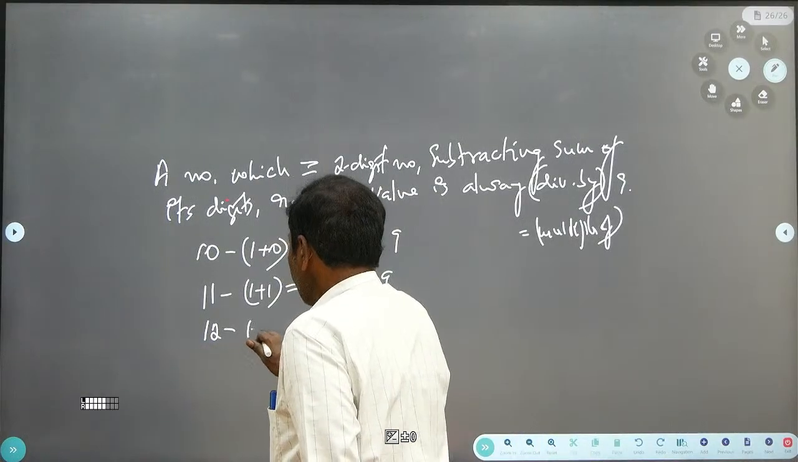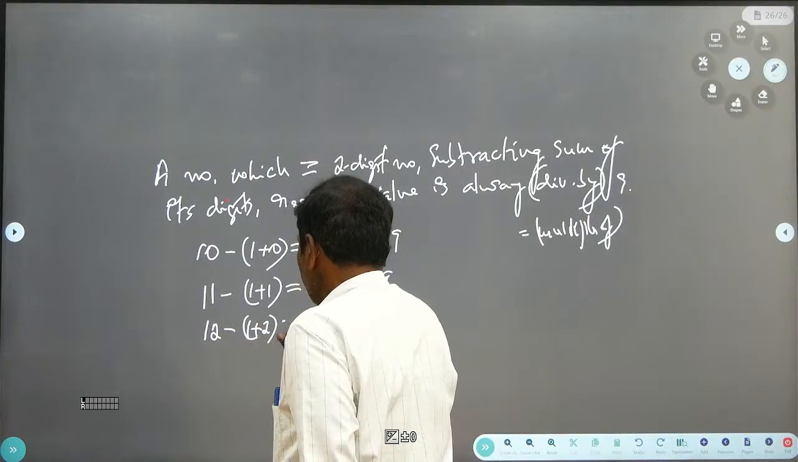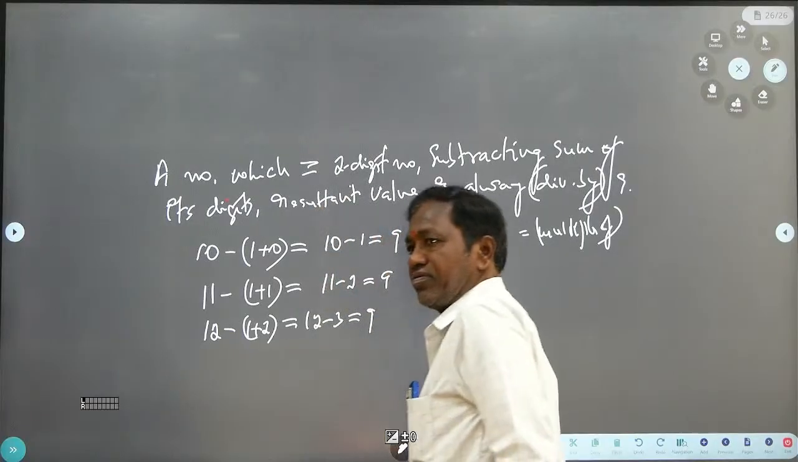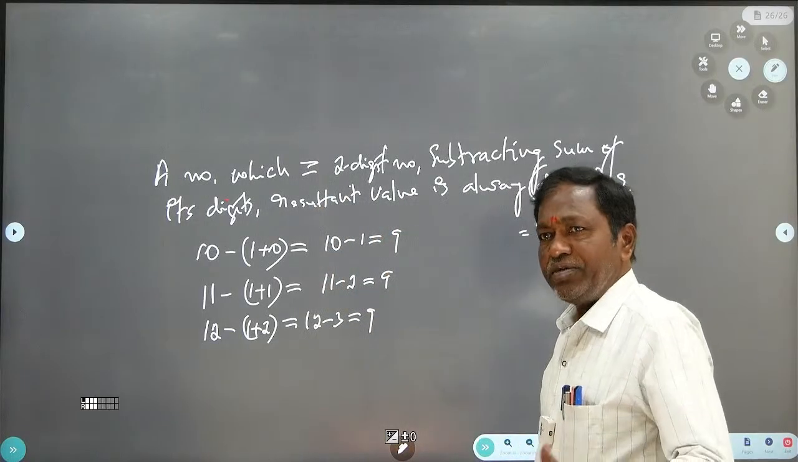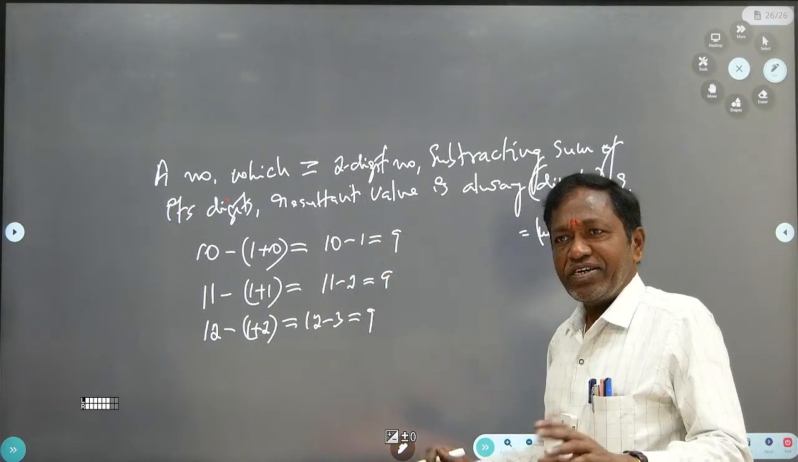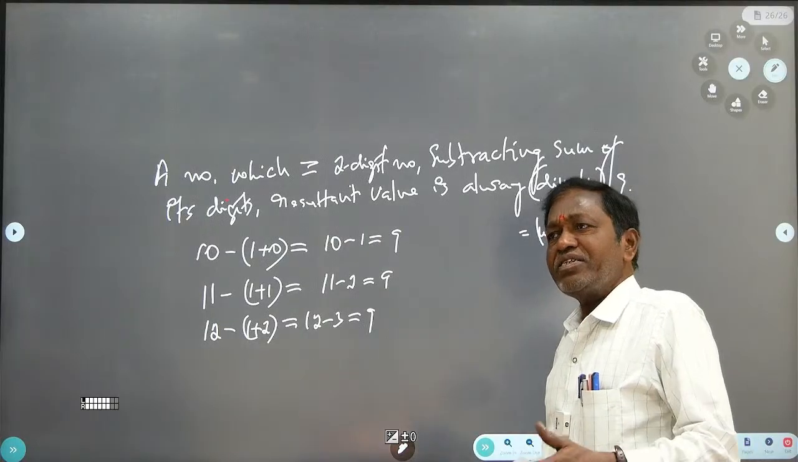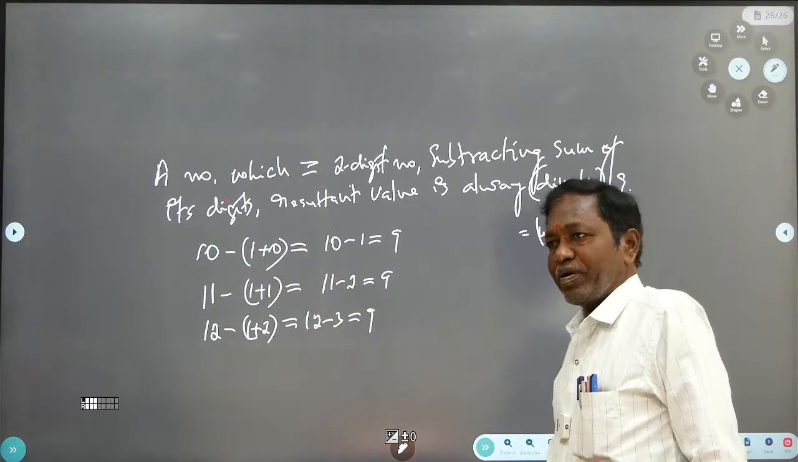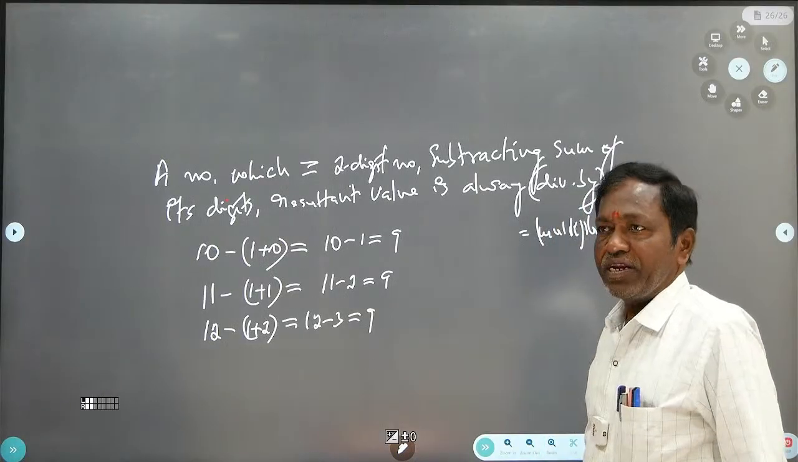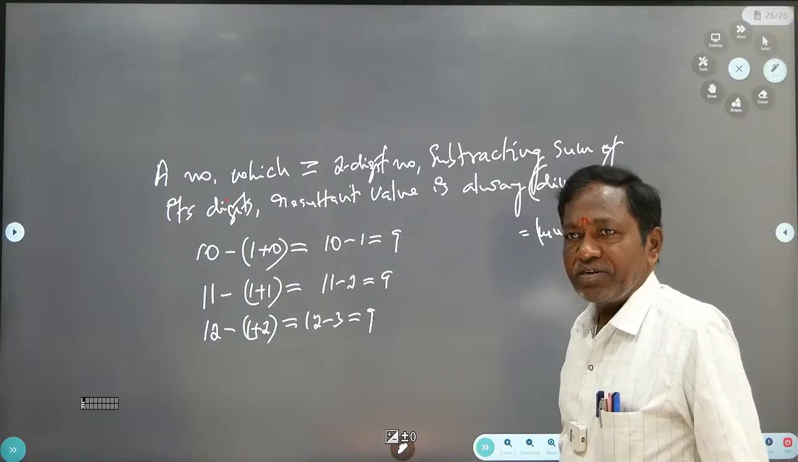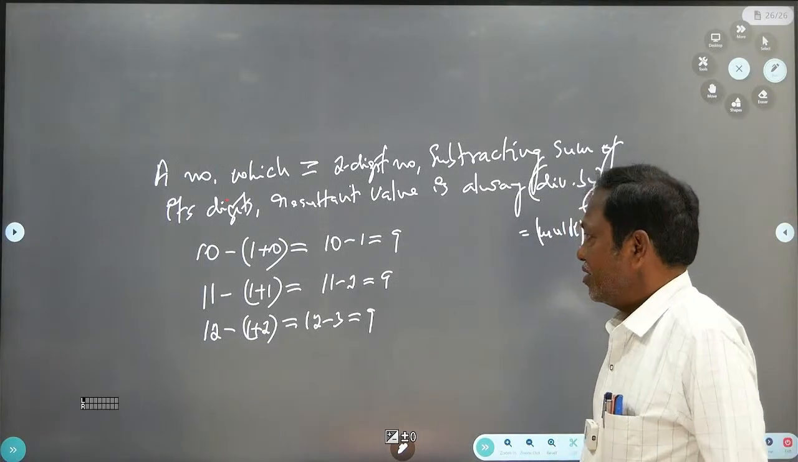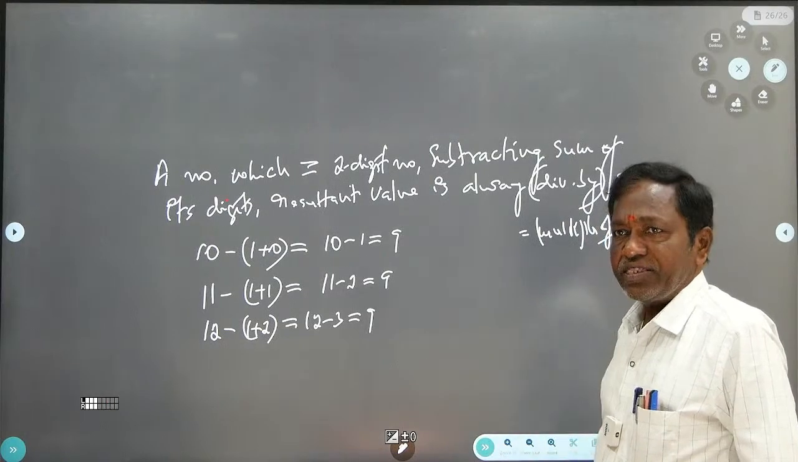Twelve minus 1 plus 2, 12 minus 3 is 9. It is always divisible by 9, a multiple of 9. That we need to understand. When something is divisible by 9, it's a multiple of 9. Both are the same. But the property is mentioned like this: divisible by 9. I am telling you that it's a multiple of 9. When something is divisible by 9, it's always a multiple of 9. For any number if we take like that, it will come.